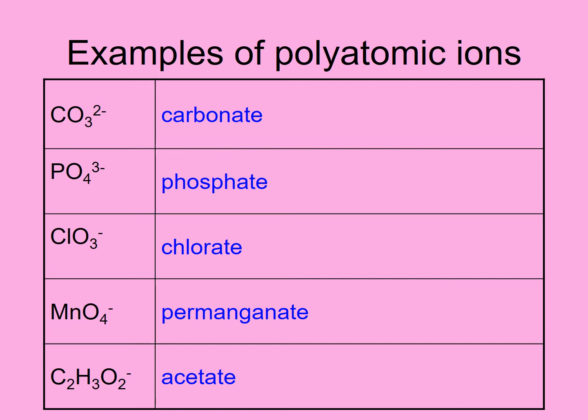Last but not least, we have an organic ion called acetate, and it's pretty common, especially we see it in acetic acid and things that react with acetic acid. C2H3O2 with a -1 charge is the acetate polyatomic ion.